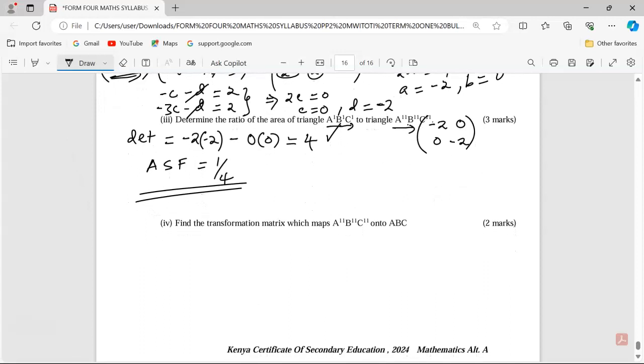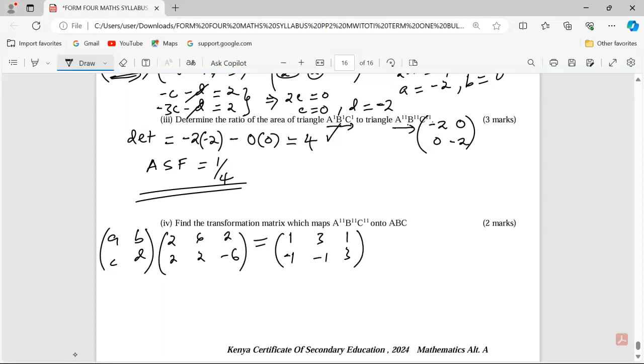Then finally, we are told to find the matrix of transformation, which maps the second image onto the first object, whereby we need to say the transformation matrix is ABCD, multiplied by the second image, which is 2, 2, 6, 2, then 2, negative 6, and this should give us the first triangle, which is 1, negative 1, 3, negative 1, and 1, 3. Therefore, we should form other equations here and solve them.